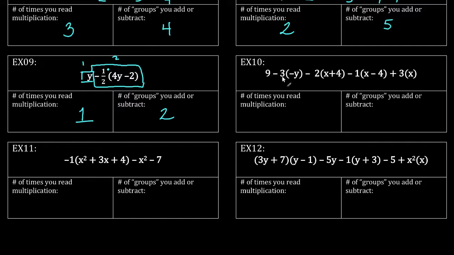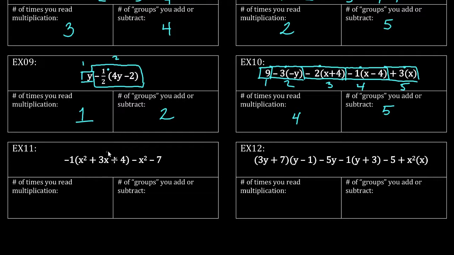9 minus 3 times negative y minus 2 times x plus 4 minus 1 times x minus 4 plus 3 times x. 1, 2, 3, 4. I start off with 9. I take away 3 times negative y. I take away 2 times x plus 4. And I take away 1 times x minus 4. And then I add 3 times x. So 1, 2, 3, 4, 5 groups.